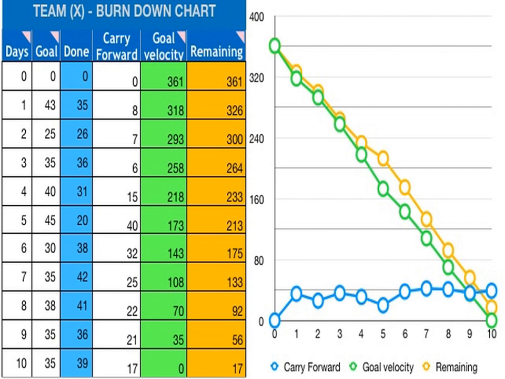Carry forward. This is a calculated field that simply deducts goal from done for that specific day. This is a critical field to understand how many story points get carry forward from a given day. Finally, on completion of the sprint, how many story points get carry forward to next sprint.